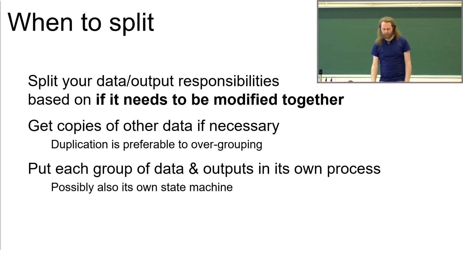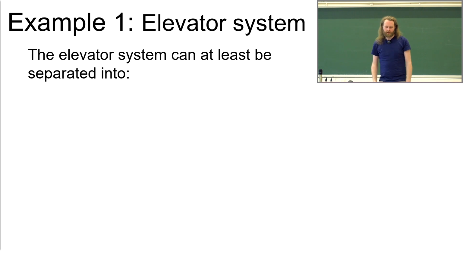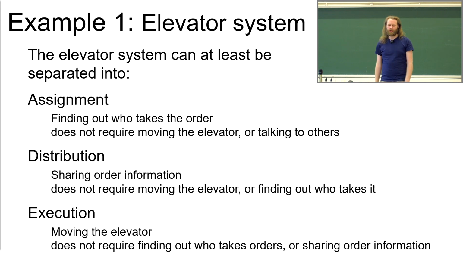Okay, here's an example from the elevator system. Let's see if we can bring the intuition out. The elevator system can at least be separated into three parts, and I've said this to basically everybody: assignment, distribution, and execution. Why? Because they write to different things, right? So finding out who takes an order, we don't need to be able to move the elevator up and down to find out who takes it. We don't need to be able to talk to the other ones. We just know what they're doing, and if we know what they're doing, we know where they are, we know what their costs are, and therefore we can find out. So we don't need to talk to them to actually do this.